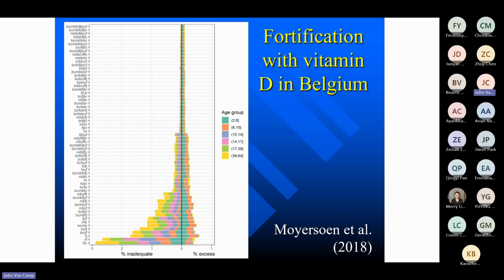So if we would add vitamin D to bread, we will probably reach a high level of people because many people are consuming bread in this country. So with these simulation programs, you can actually predict what could be the most ideal intervention in order to solve a vitamin D problem in Belgium.